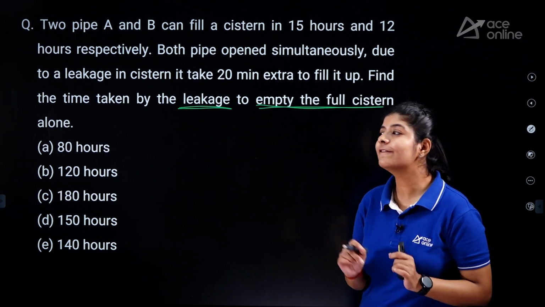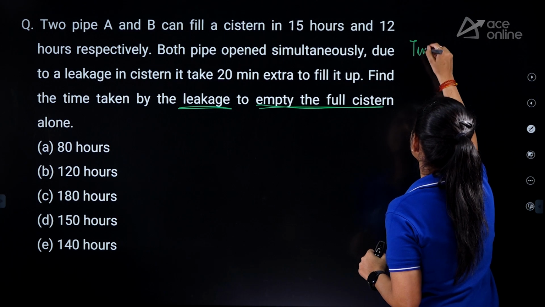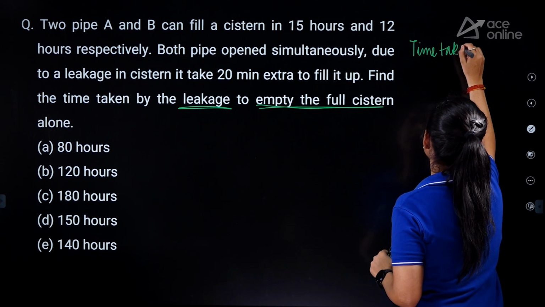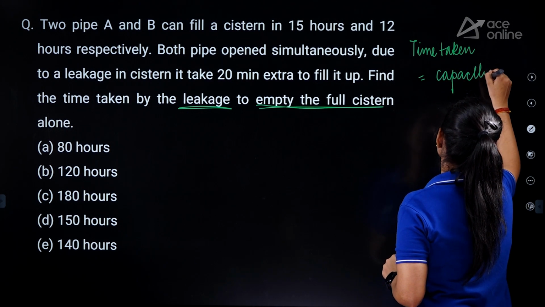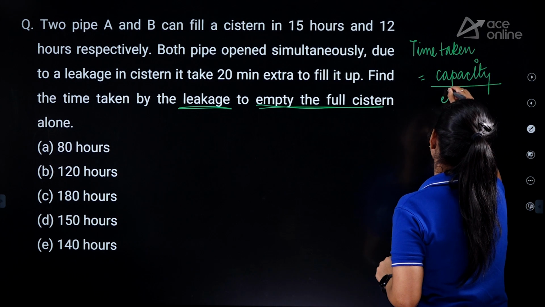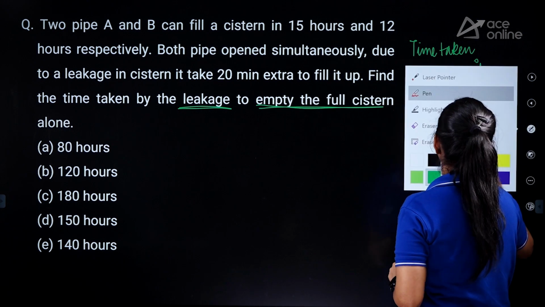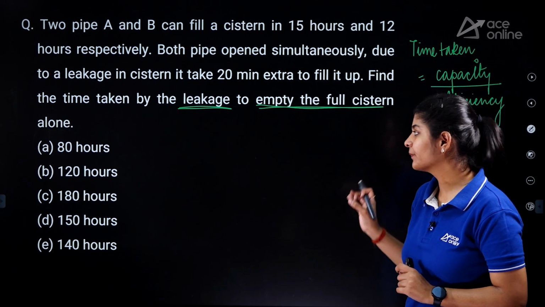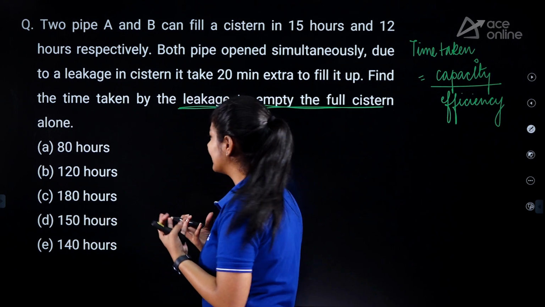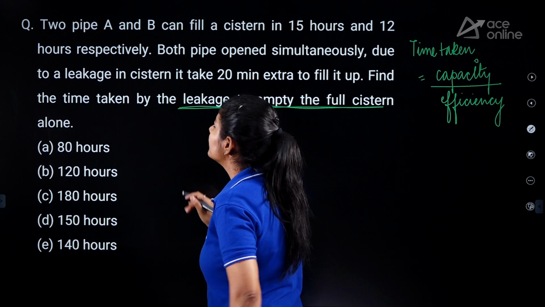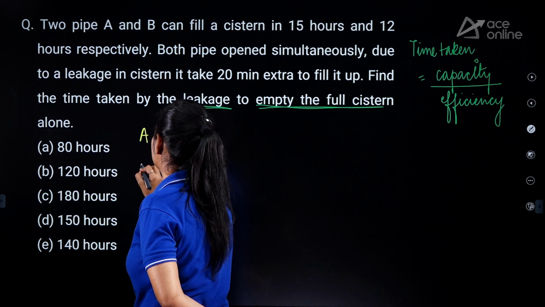We know that if I need to find out the time taken in this particular concept, the time taken is calculated by the total capacity divided by the efficiency, right? We all know this formula and we have to apply this concept only. So first we determine the assumed capacity of the tank. Initially we have two pipes, A and B.